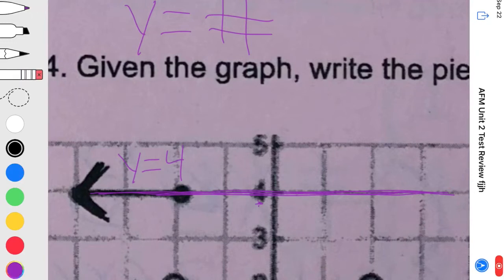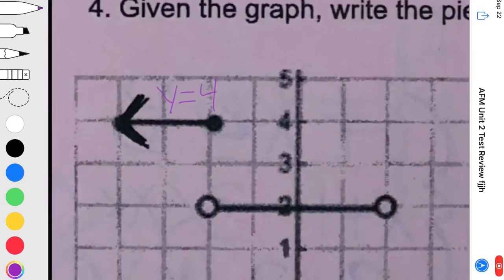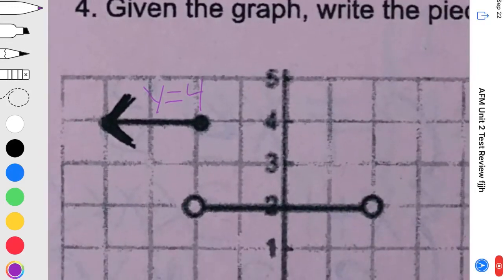Then we have to create our restrictions. I suggest on the test to not write in pen so you can erase it. So now we have to create our restriction for step 1. Well, our x stops at x is negative 2.